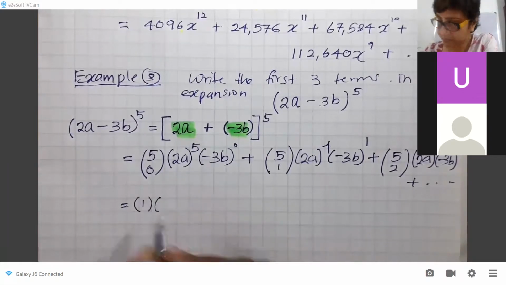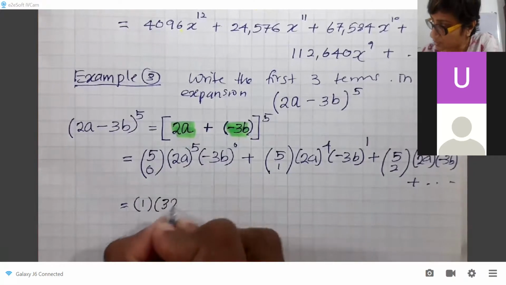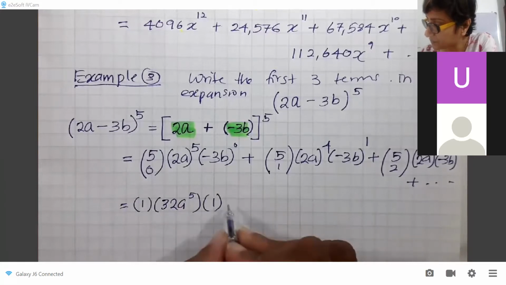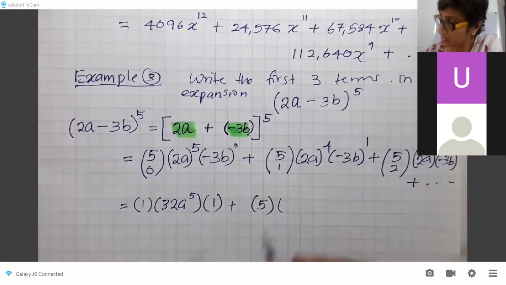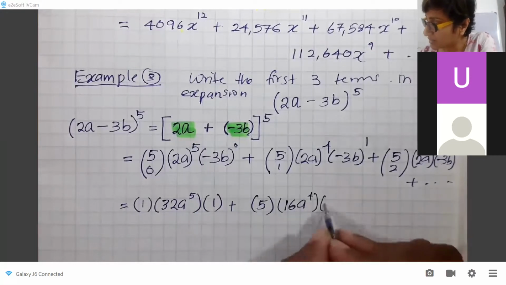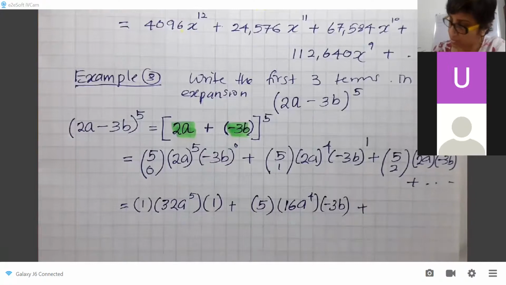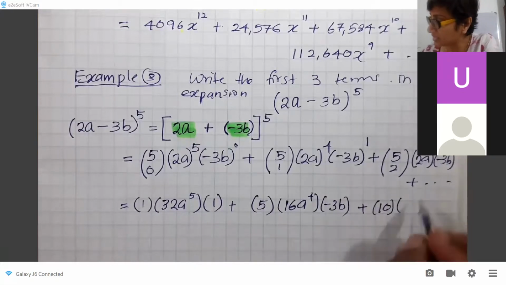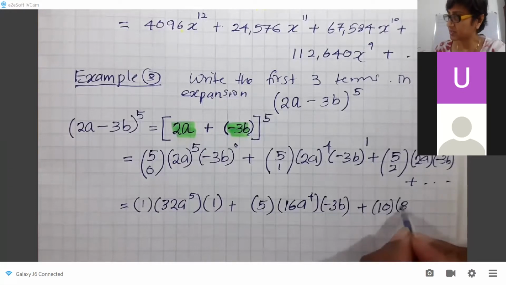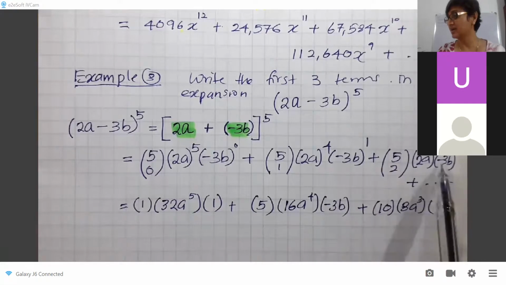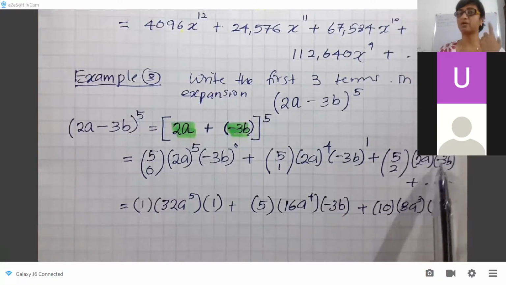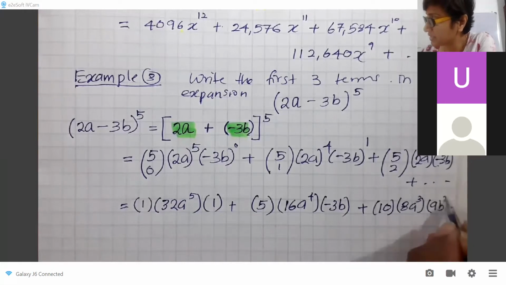This is 1 times 2 to the power of 5, is 32a to the power of 5, and this is just 1. Plus, this is, I know it's 5, 2 to the power of 4 is 16a to the power of 4, and this is just minus 3b. Plus, what is 5 choose 2? 5 choose 2 is 10. 2 to the power of 3 is 8a cubed, and minus 3b to the power of 2. Be careful there. Now you are computing with the minus sign. Minus 3b to the power of 2. So b to the power of 2 is b squared here, minus 3 to the power of 2 would give me a 9, plus 9b squared plus dot, dot, dot.